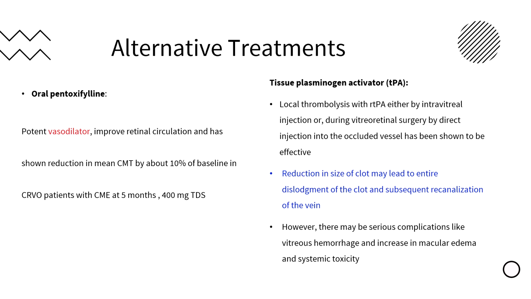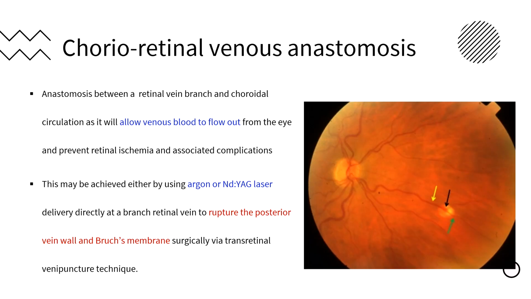Then tissue plasminogen activator. It is a local thrombolysis with rtPA, either by intravitreal injection or during vitreoretinal surgery by direct injection into the occluded vessel, found to be effective. Reduction in size of the clot may lead to entire dislodgement of the clot and subsequent recanalization of the vein. However, there may be serious complications like vitreous hemorrhage, increase in macular edema, and systemic toxicity.